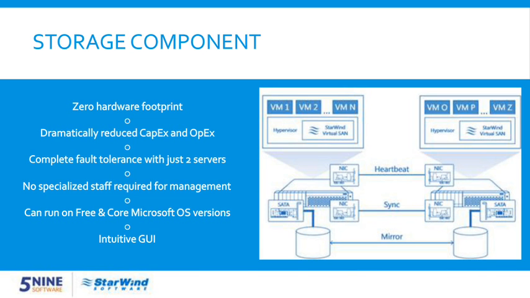Those are standard 1 gigabit NICs. These can be 10 gigabit NICs or 40 gigabit NICs or even 100 gigabit NICs. The storage can be either local or iSCSI attached, so that fits into multiple environments.